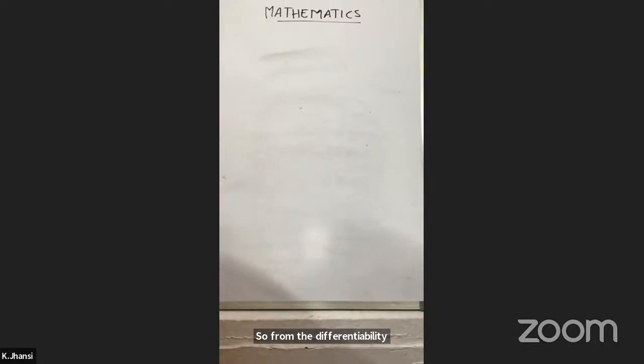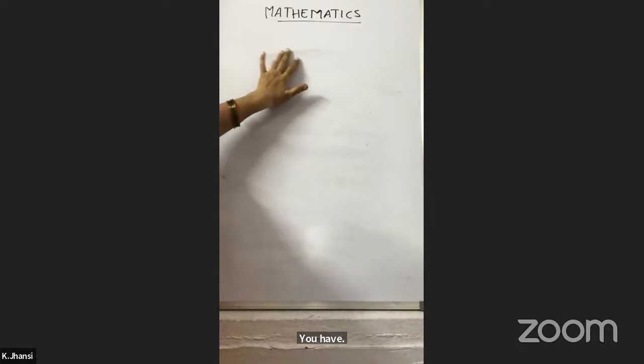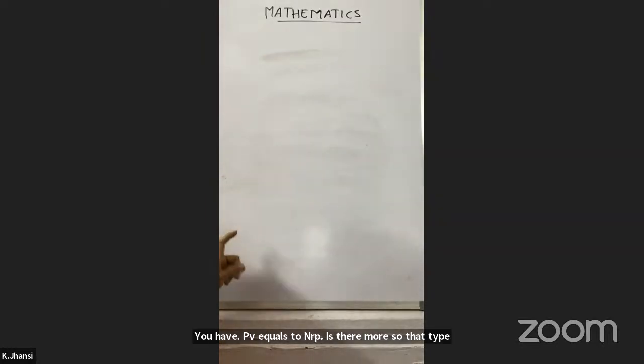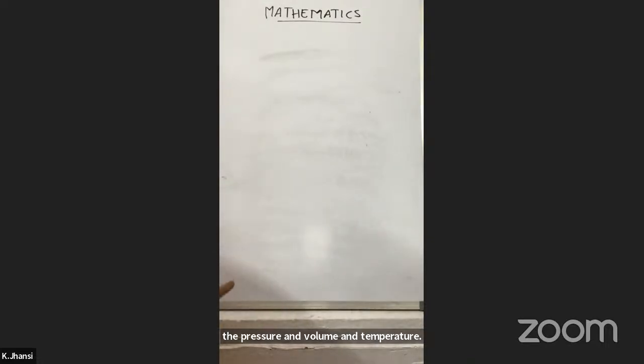Differential calculus, as you know, is dy by dx. In some problems you will be differentiating the given function. You have PV equals nRT, no? That is the ideal gas equation, with pressure, volume and temperature. For that concept you should know differentiation. And before differentiation, you have the limit of a function.